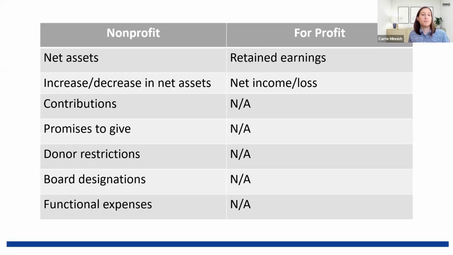There are also going to be some differences if you are used to looking at for-profit statements. We use some different terminology in the nonprofit world. We use net assets instead of retained earnings. We use increase and decrease in net assets as opposed to net income or net loss. And we also have additional terminology that is not used in the for-profit world, such as contributions, promises to give, donor restrictions or designations, and functional expenses.